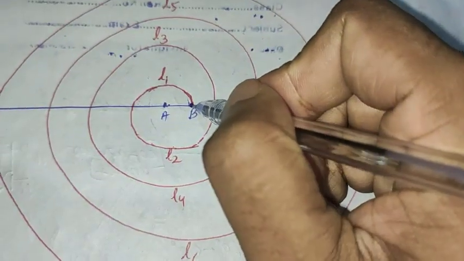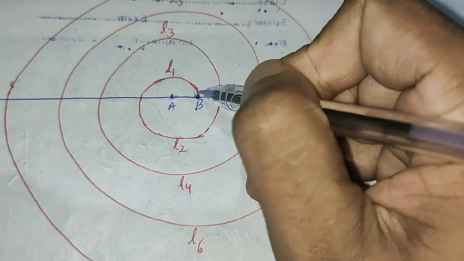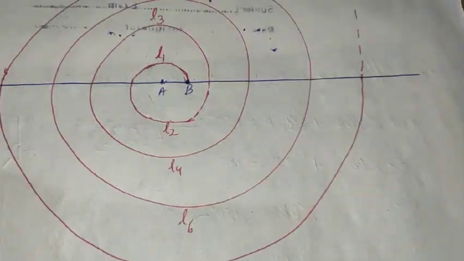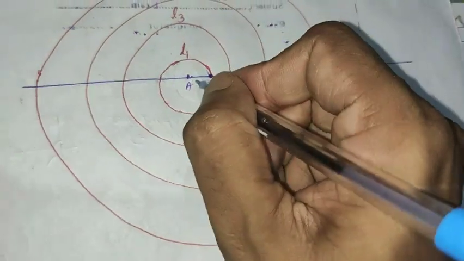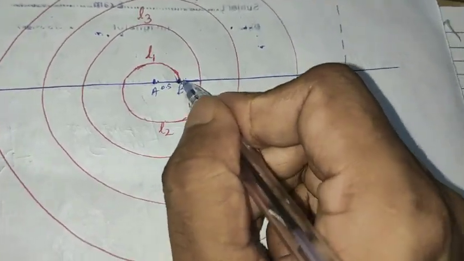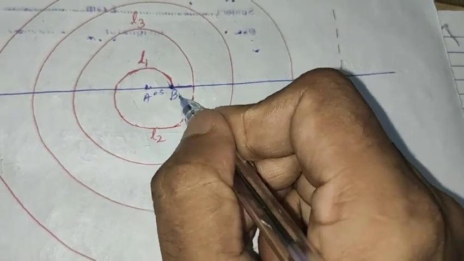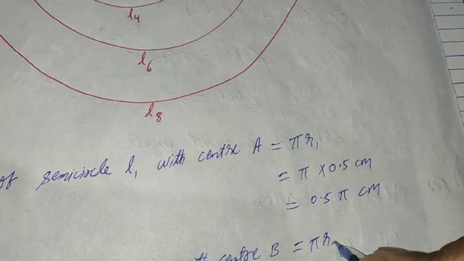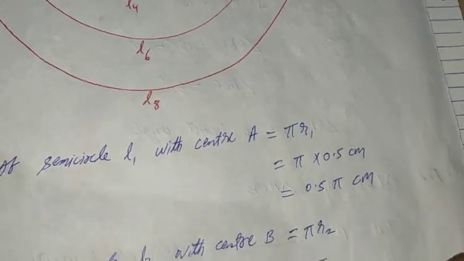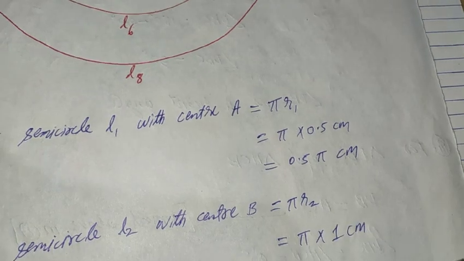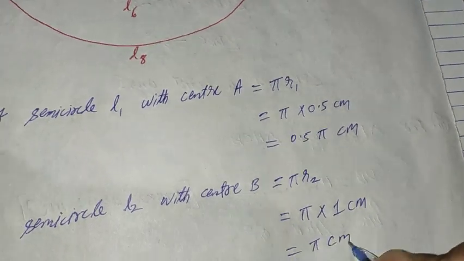Students, this is only the rough diagram. Now the center changes to B. What will be the length of this semicircle L2? L2 will be, now this one is 0.5. Now the center is B. Here the radius changes to 1 centimeter, so it is pi r2, which implies pi into 1 centimeter, that is pi centimeter.